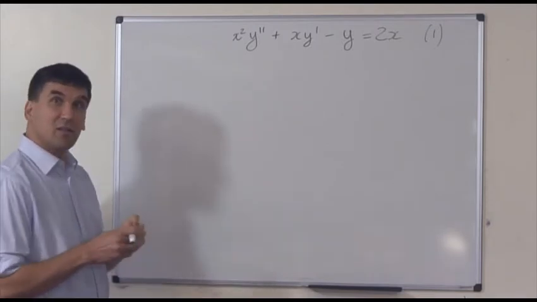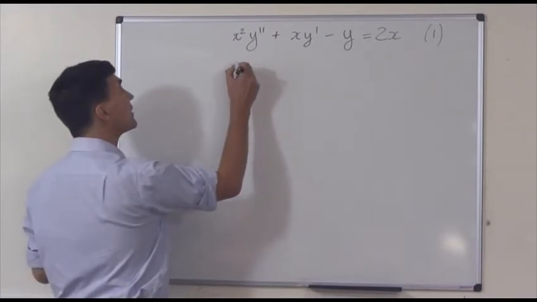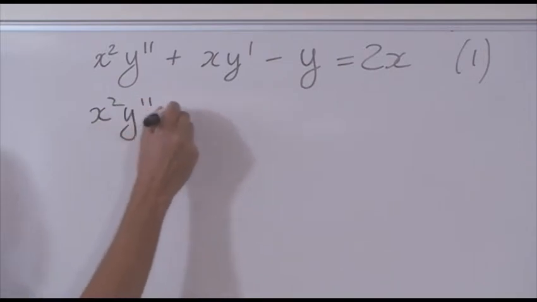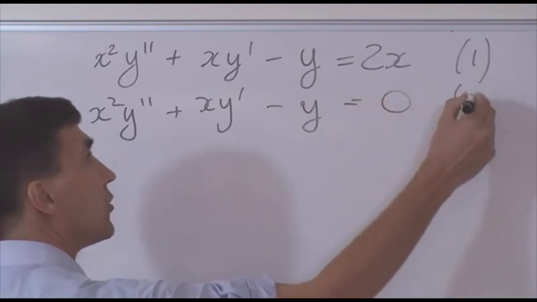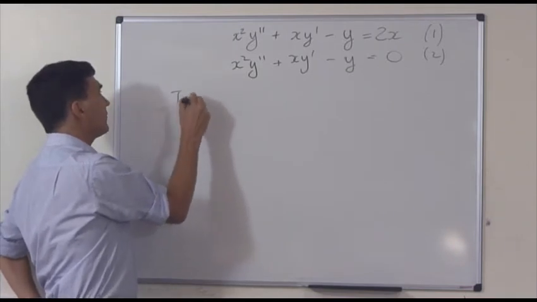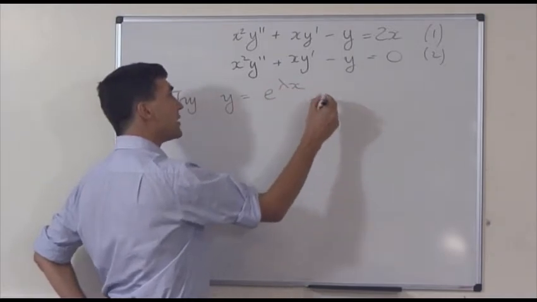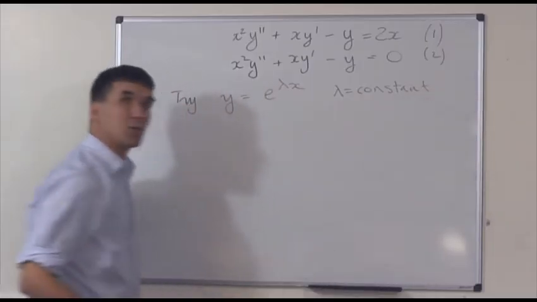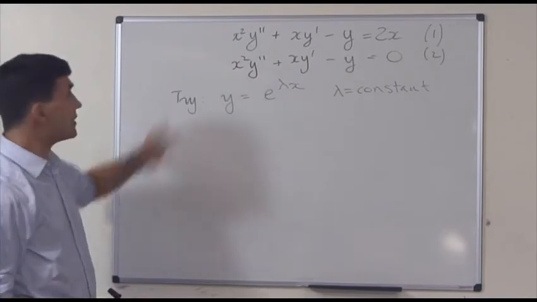So we could try it just to see how it works. The procedure is that we write down the homogeneous version of that equation, so that is x squared times y double prime plus x times y prime minus y equals 0, and I'm going to call that equation 2. And then we'll try y is e to the lambda x, where lambda is a constant. We'll see if we can find a lambda that solves that homogeneous equation.